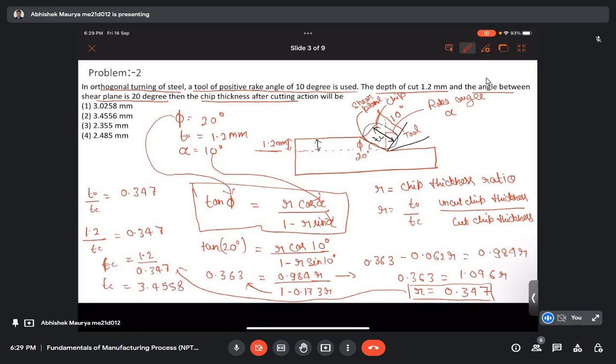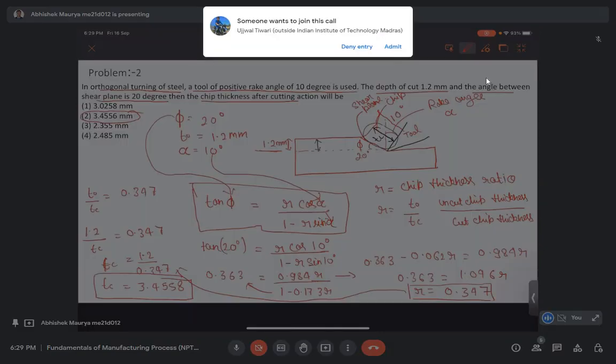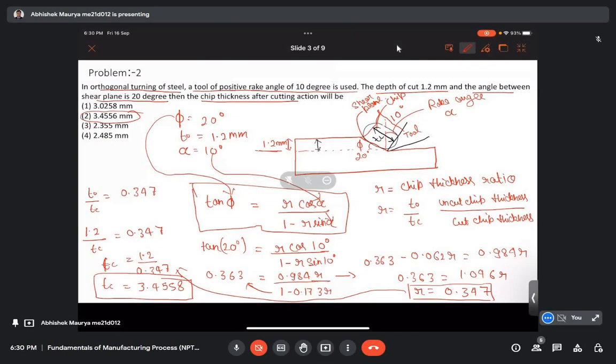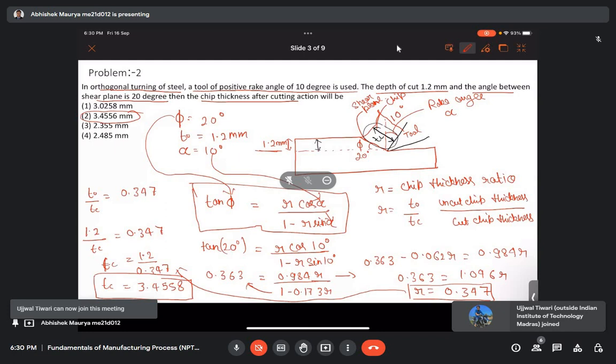TC is equal to 3.455. I have got it as 3.455, but it's because of some rounding off error. So which option is very closer to this? If you go and see the second one, there is some difference in the last digit after the decimal, but that happens because of the rounding off error. So the second is the correct answer for this.